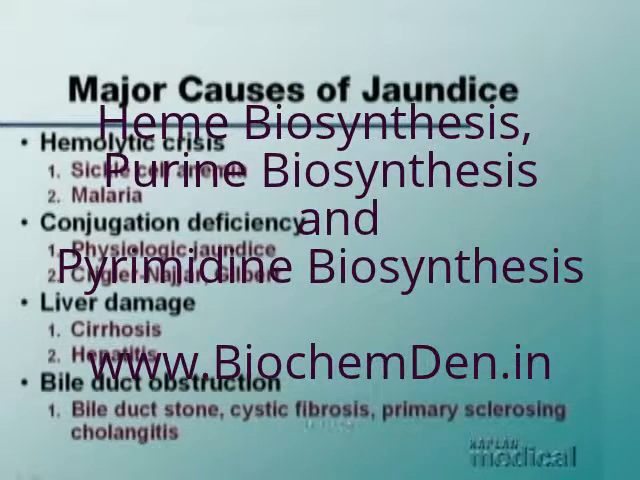Think of a patient with cystic fibrosis that's going to have a lot of thick mucus secretions there within the bile duct. Think of somebody with primary sclerosing cholangitis. They're going to have the bile duct basically closing on itself. So bile duct obstruction oftentimes leads to increases in bilirubin.